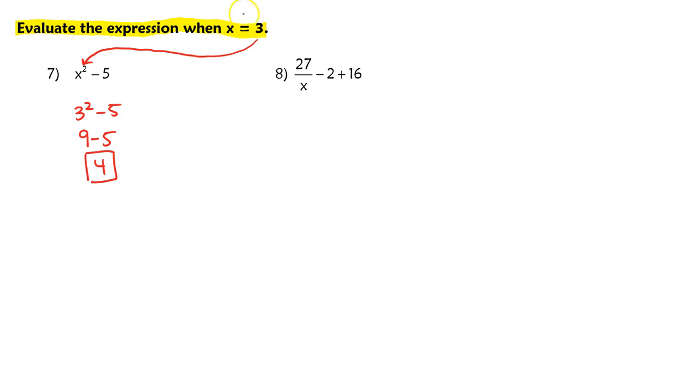In number 8, we're going to substitute that 3 in here for that x. So now I rewrite that as 27 divided by 3 minus 2 plus 16. If I do order of operations, I want to make sure I do the division first. 27 divided by 3 is 9. So now I'm left with 9 minus 2 plus 16. Again, in order of operations, if you read from left to right, you're going to want to do the subtraction, and then you can do the addition. So 9 minus 2 is 7. 7 plus 16 gives me 23. So there's my final answer.